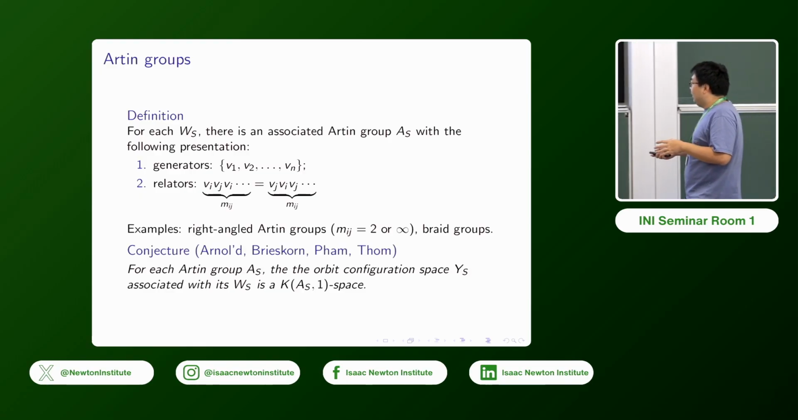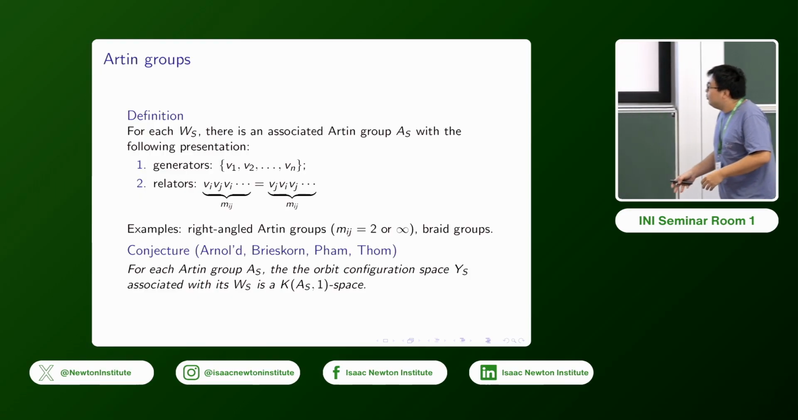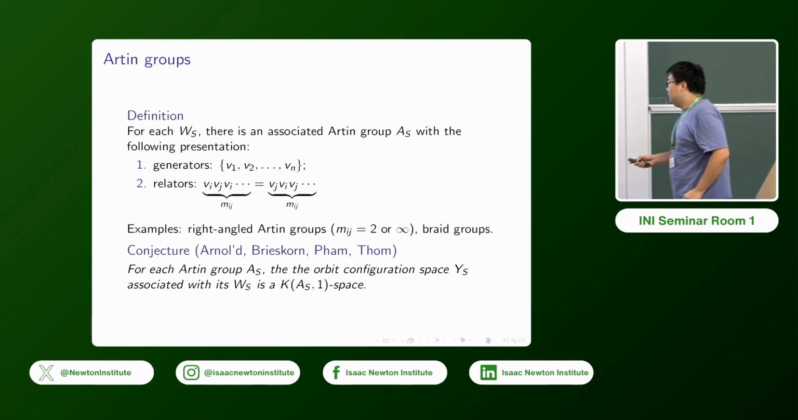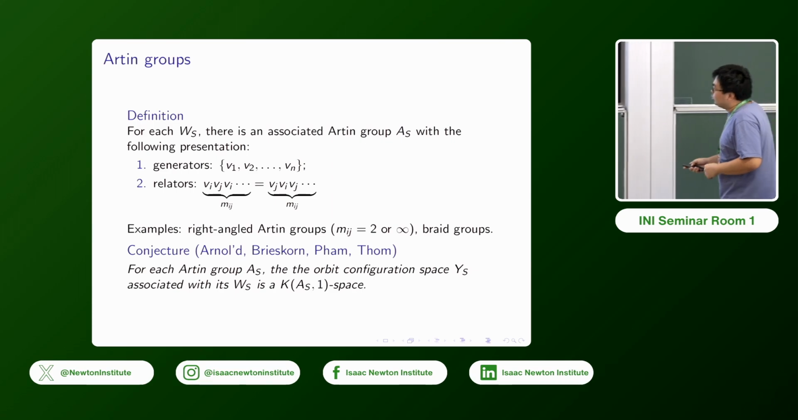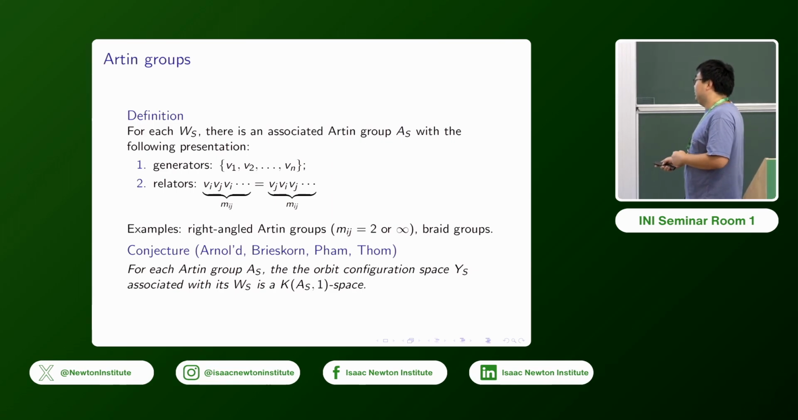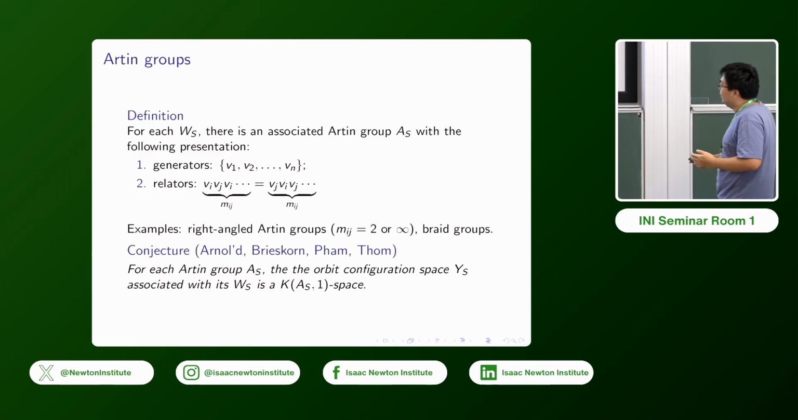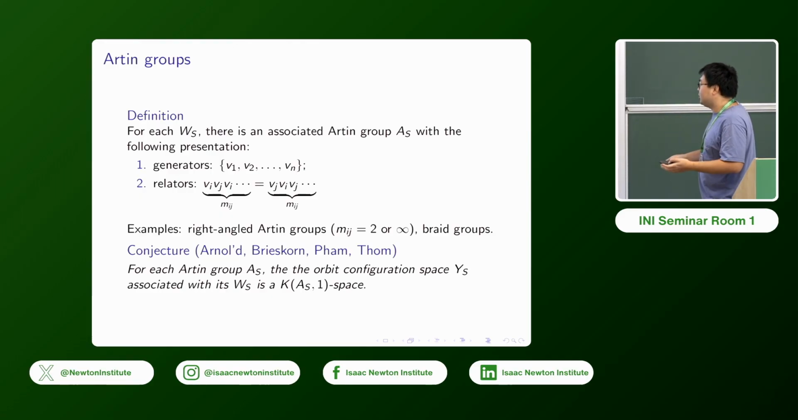And then we have this very important conjecture, which is about a deep relation between Artin groups and Coxeter groups. It says the following. For each Artin group, there's some space called the orbit configuration space you can construct from the associated Coxeter group, which is going to be some nice complex manifold. I'm going to say something about what this space is later. And the conjecture says that this nice complex manifold you can construct from the Coxeter group is a K(pi,1) space. That means the fundamental group of this manifold is equal to your Artin group, and then all the higher homotopy groups vanish.